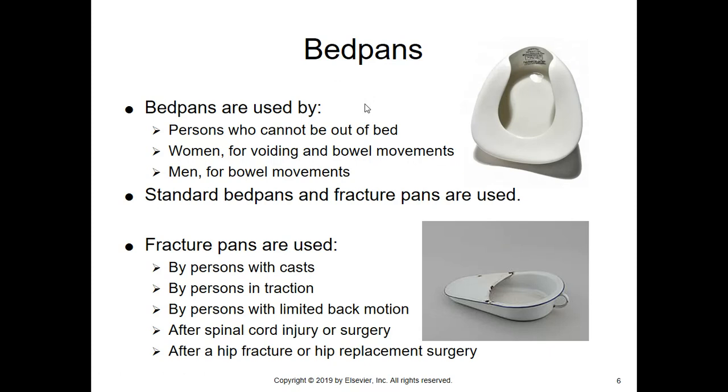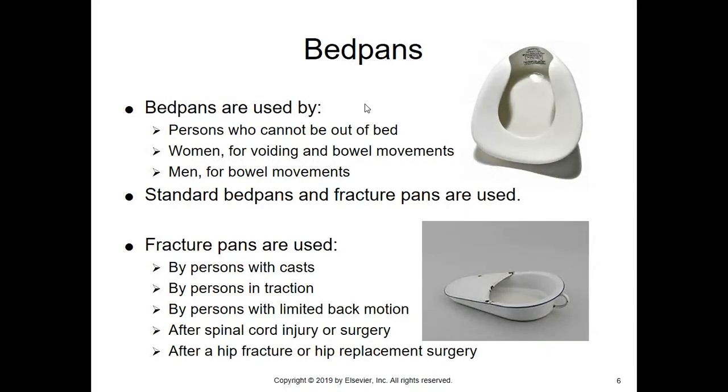They are bedridden. They can't get up and go on a commode, which is a portable potty. They can't get up and walk to the bathroom. For some reason, they're not allowed out of bed. But they know they have to go, and they don't want to have an accident, and they don't want to be incontinent. So we give them a bedpan.